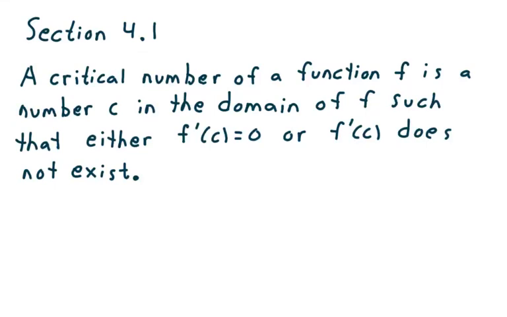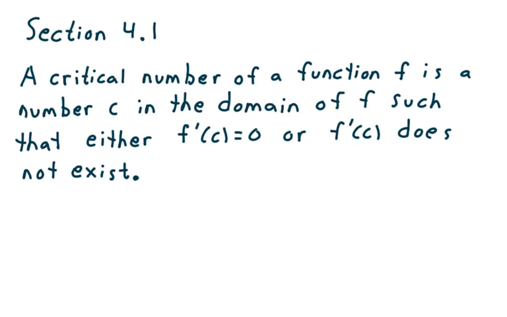This is a video from section 4.1. A critical number of a function f is a number c in the domain of f such that either f prime of c equals 0 or f prime of c does not exist.